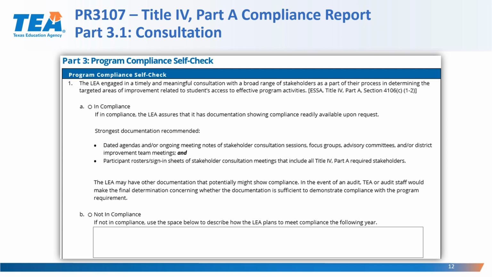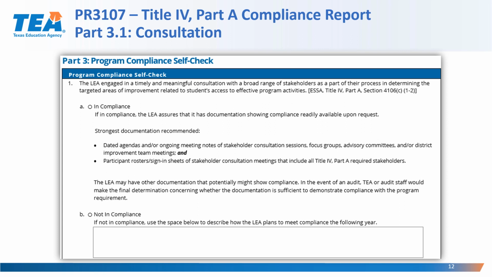To meet program requirement number 1, the LEA must have engaged in a timely and meaningful consultation with Title IV Part A required stakeholders as part of the process in determining the targeted areas of improvement related to students' access to effective program activities. If compliance status is met and the LEA assures that it has documentation verifying compliance readily available upon request, the LEA will click in Compliance.